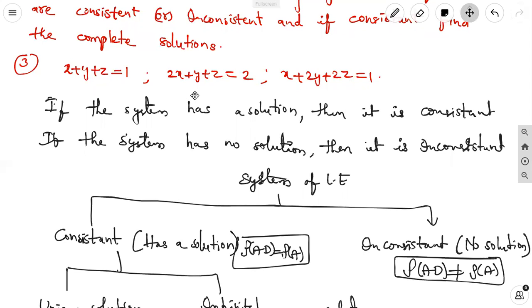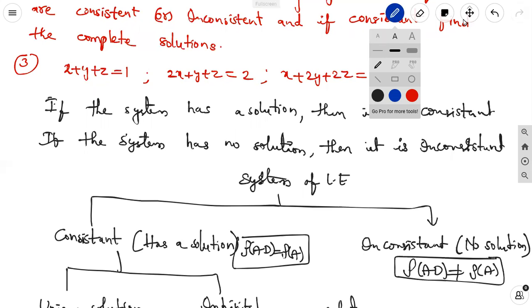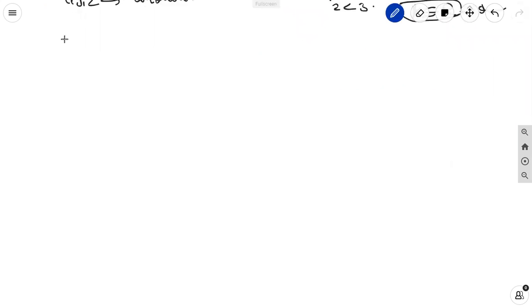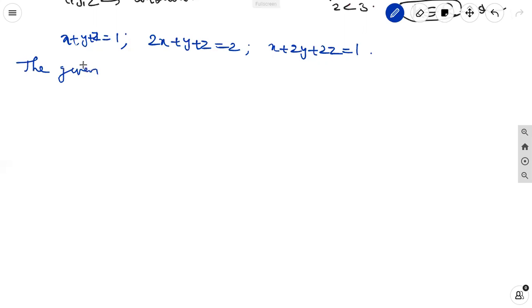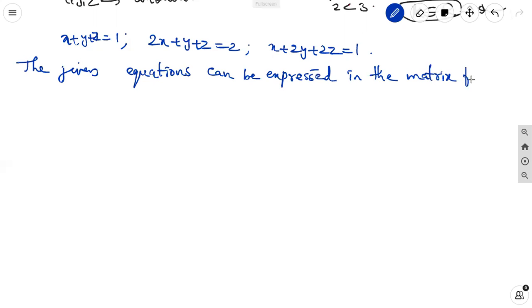Here the system of equations is x plus y plus z equal to 1, 2x plus y plus z equal to 2, x plus 2y plus 2z equal to 1. First, the given equations can be expressed in the matrix form AX equal to D, or AX equal to B.